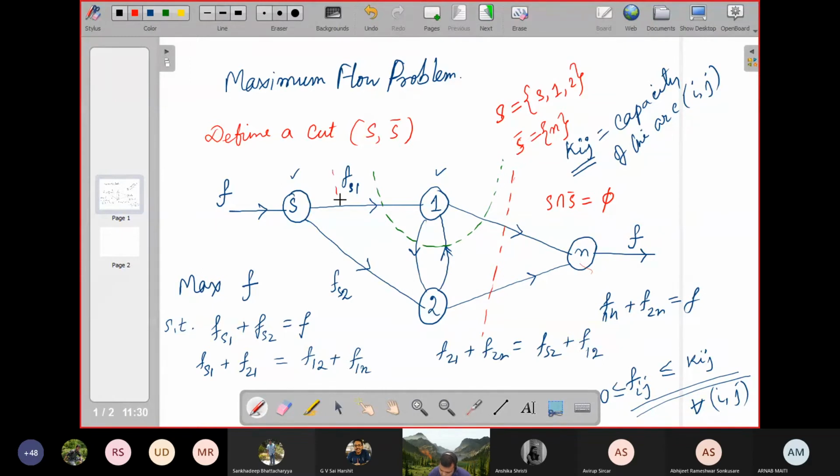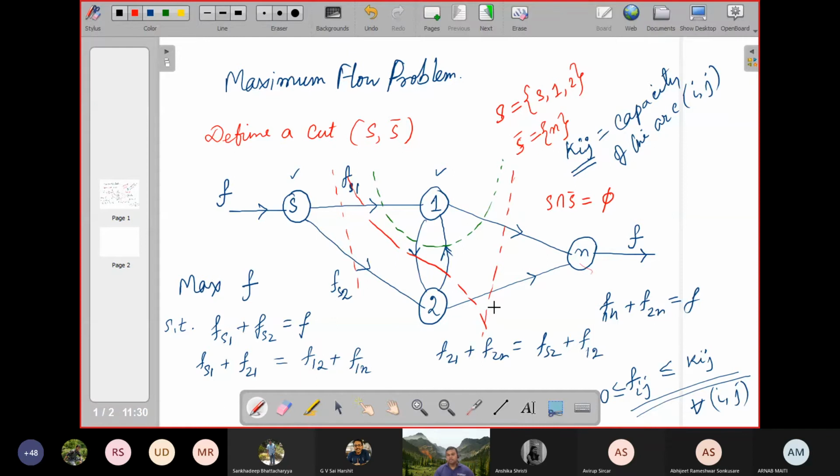So for example, this is also a cut, right? Isn't it? This is also a cut. This is also a cut, right? So like this, many cuts are available for a graph, right?